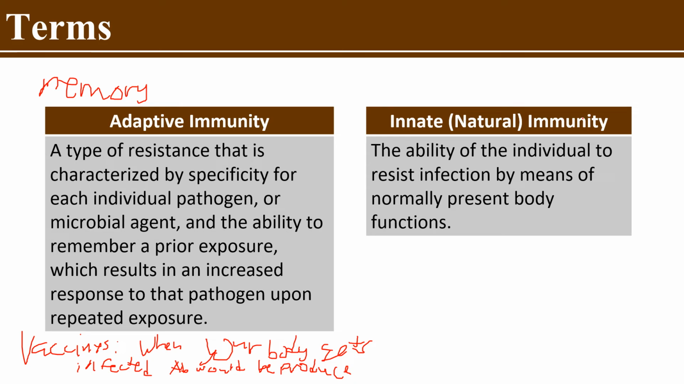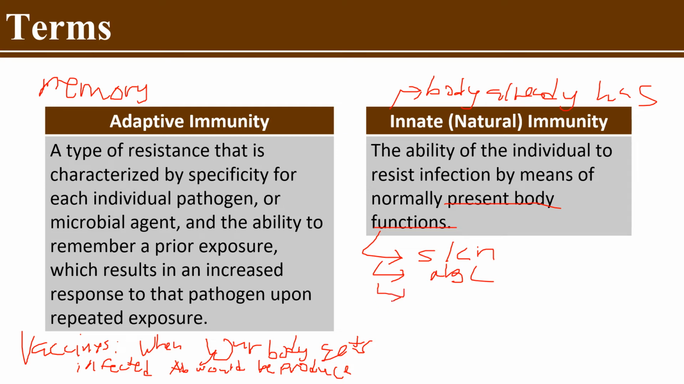And then we also have your innate. So when you say innate, these are natural or basically what your body already has. So this is the ability of the individual to resist infection by the means of normally present body functions. So this is how your body would normally fight any disease. So there would be the skin. Then we also have your WBCs. We also have your lymphatic organs. So this would allow your body to fight any infection. It just refers to what your body already has.